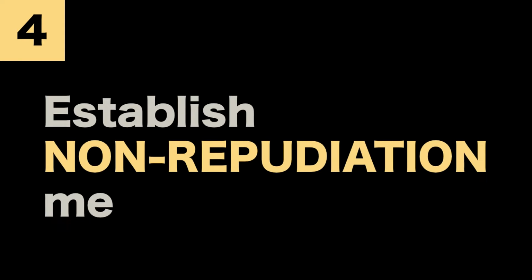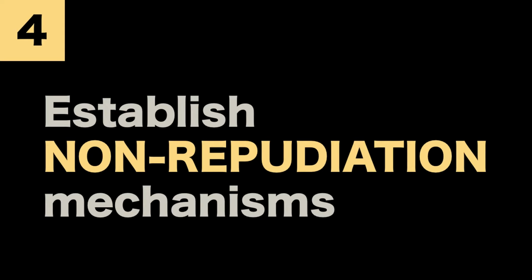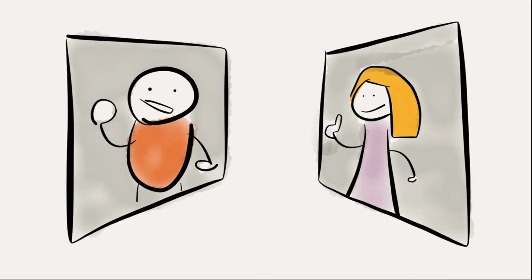And the last principle we'll see of computer security is establish non-repudiation mechanisms. The last story is about two friends talking by Skype, George and Sarah. George is inviting Sarah to come to a party at his place. Every guest will bring something, and George tells Sarah to bring beer. Sarah agrees and says that she will bring lots of beer.